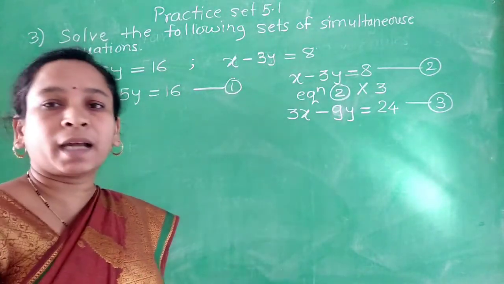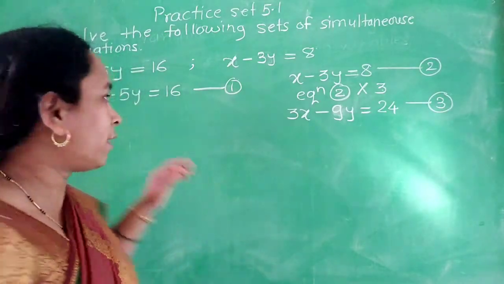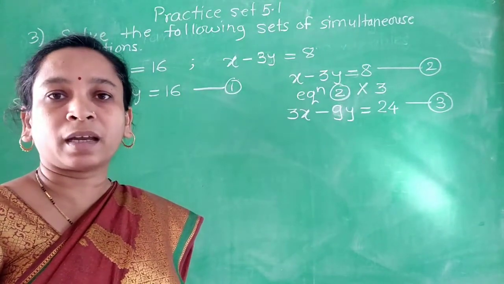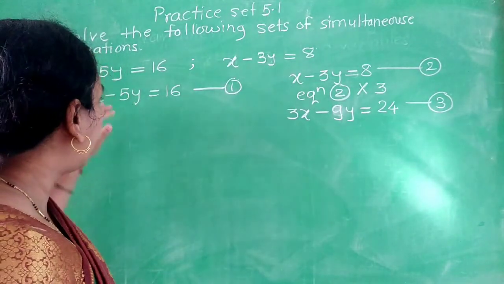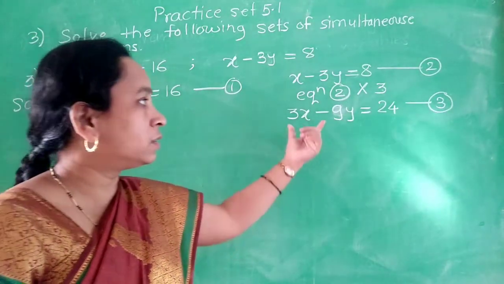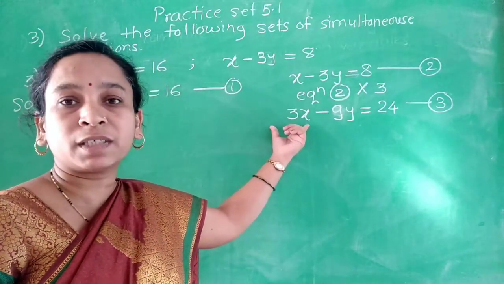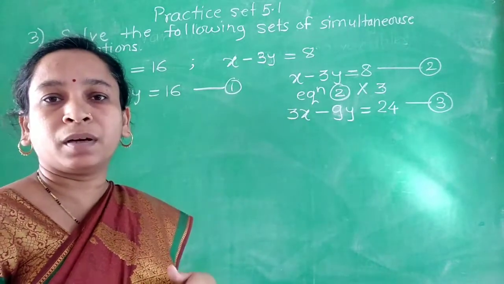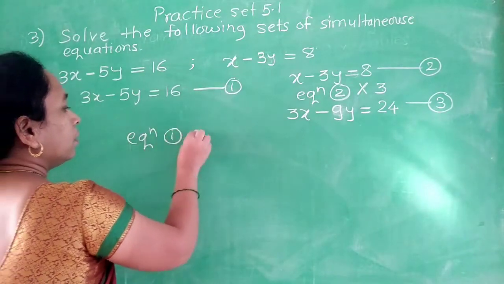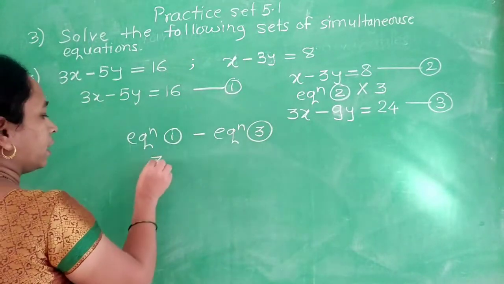Now I can easily cancel the 3x with 3x, but they have the same sign. If I add these two equations, then 3x plus 3x I will get 6x. I cannot cancel them. So here I will subtract these two equations. If I subtract, then the sign of these terms will change, and this 3x will become minus 3x. So equation 1 minus equation 3.